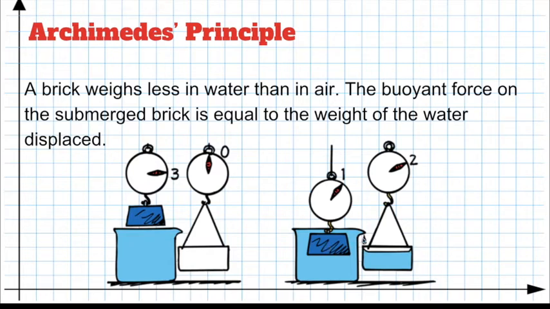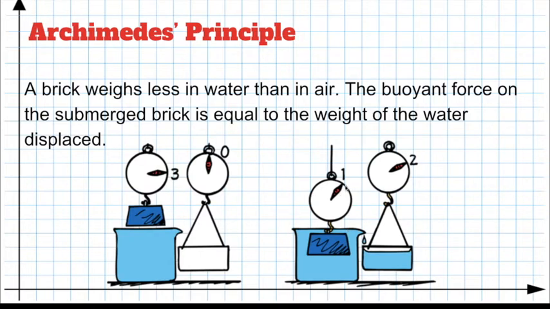So what that means is that if you were to catch the water that spills over here, the weight of this spilled water, which must be the buoyant force, must be 2 newtons. So the buoyant force, which acts on this weight upwards, must be equal to the weight of the water displaced. So if 2 newtons of water is displaced, there must be 2 newtons of upwards force due to the water, which means that the spring scale only reads 1 newton.